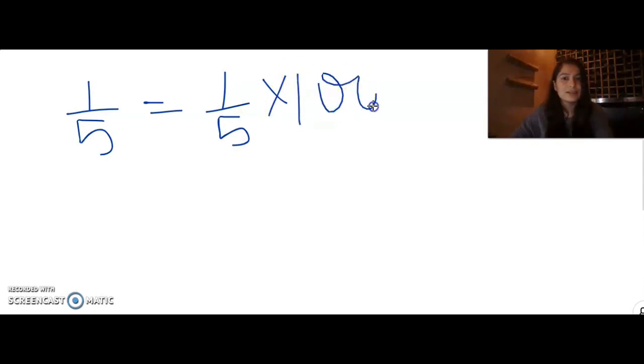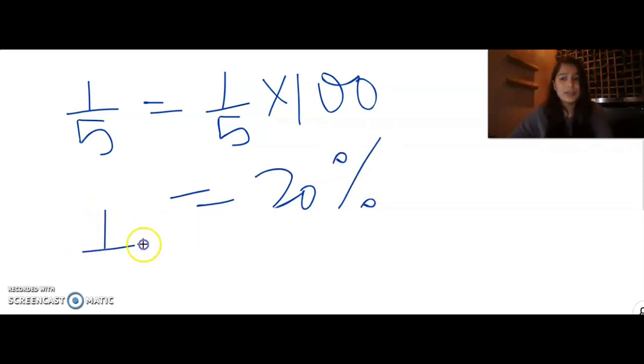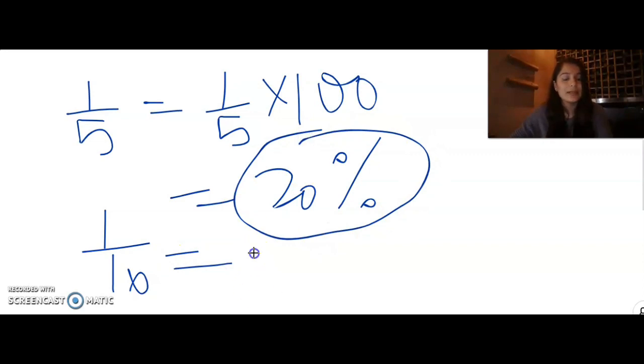That will give us 20%. Simple, because 5 into 2 is 10 and we can simply write it as 20%. And from here only, we can find 1 by 10 also, because it is half of 1 by 5, which means half of this 20%. That will give me 10%. And that's all. We have 1 by 5 now, 1 by 10 as well.